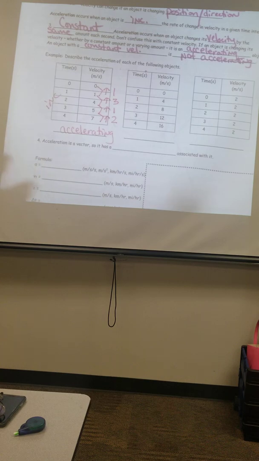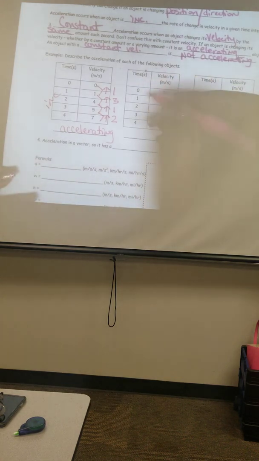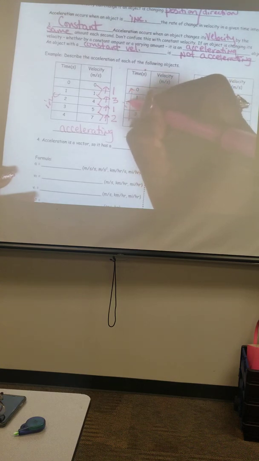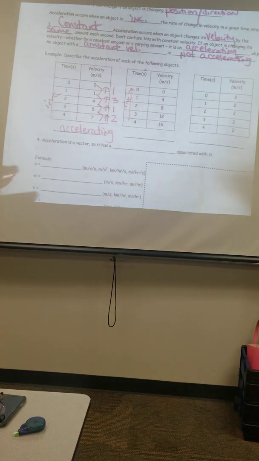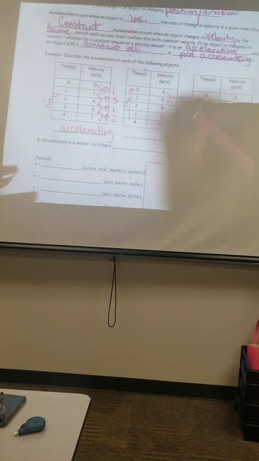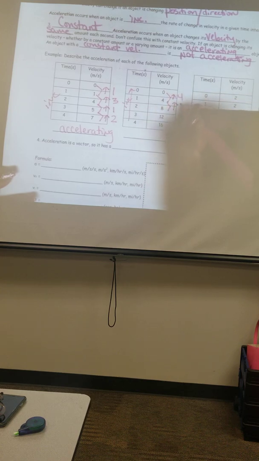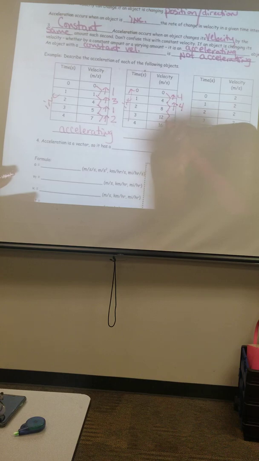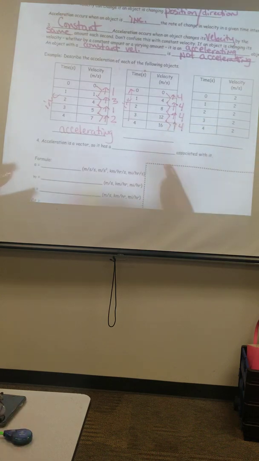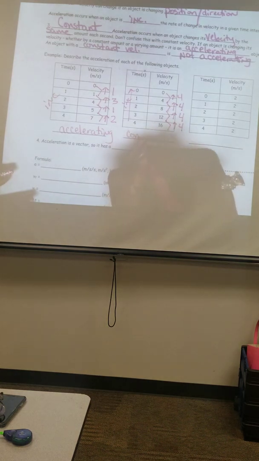It is accelerating. Let's look at data chart number 2. Again, time can only go in the positive direction. So look at this, it's increasing. But my velocity from 0 to 4, it changed by 4. 4 to 8, it changed by 4. 8 to 12, it changed by 4. 12 to 16, it changed by 4. Well, this is what we call constant acceleration.